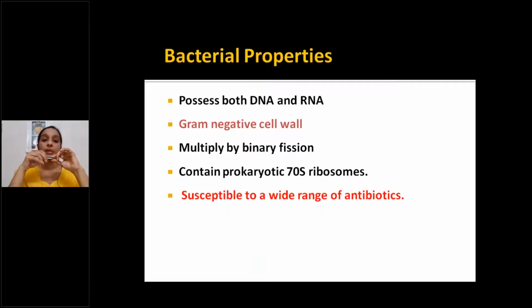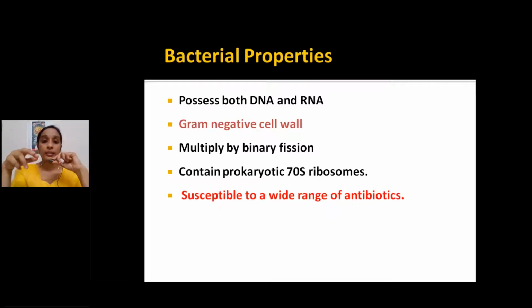Next, what are the bacterial properties exhibited by Chlamydia? See, these possess both DNA and RNA. This is a bacterial property. If we see viruses, viruses possess either DNA or RNA. That's why we have two groups: DNA viruses and RNA viruses.